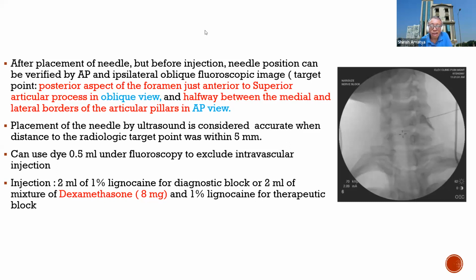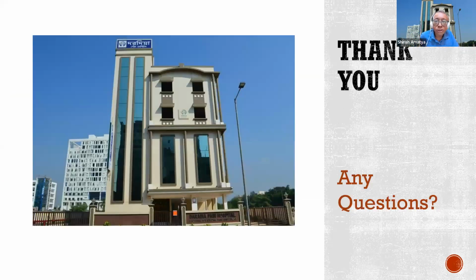And as told earlier, the volume of drug is very small. For a single nerve, we use 2 ml of 1% lignocaine as a diagnostic block, and 2 to 3 ml of lignocaine along with dexamethasone 8 milligram for the diagnostic as well as therapeutic selective cervical nerve root block. Okay, thank you very much.